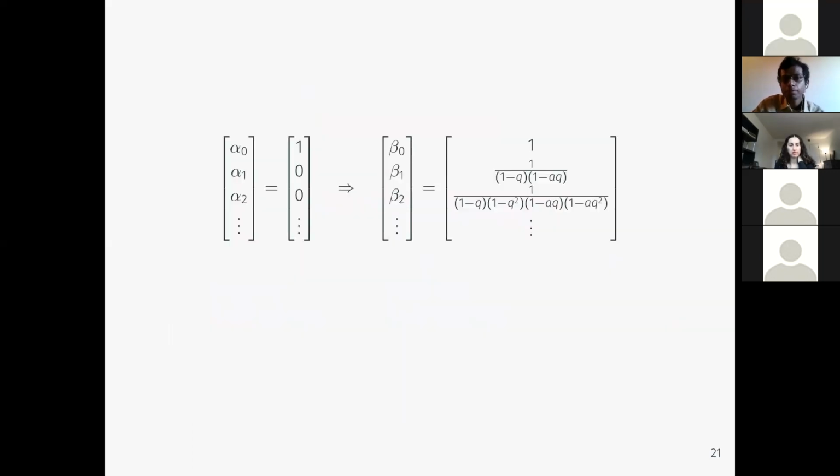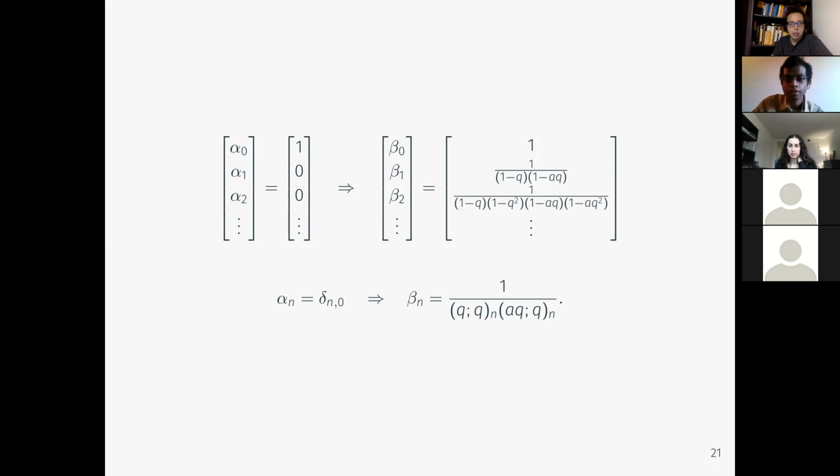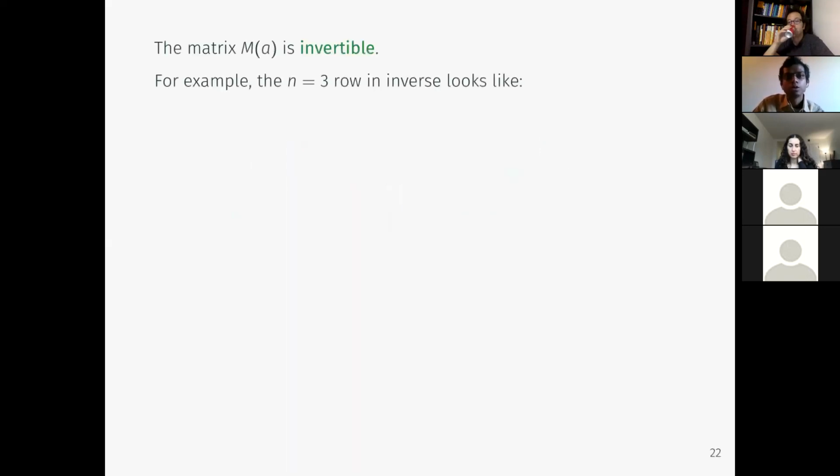A very simple Bailey pair is you just take alpha_0 to be 1 and everything else to be 0, and you'll just get the first column in that matrix. That's the Bailey pair. That's one of the things you have, but it's a very simple Bailey pair. It's not that useful, so we're going to get more useful Bailey pairs. Okay, so it turns out that this matrix is invertible.